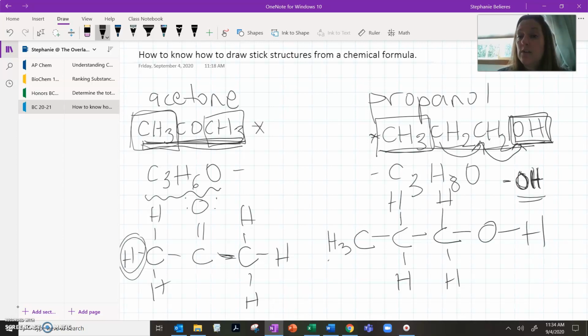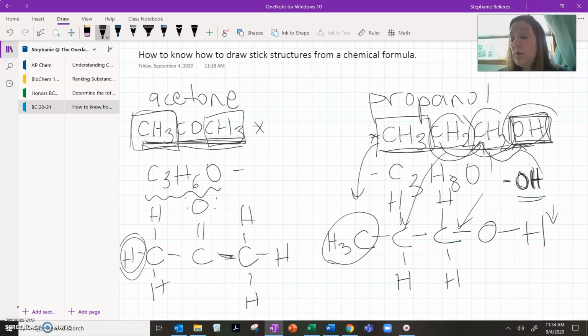All right. So here's my H3C right here. This is my first CH2. Here's my second CH2, and here's my OH. So this is just a way for you to think about the fact that the way the substance is written is an indicator of how the atoms are attached together. And so you need to understand how many possible bonds any element can form, and then use those rules to help you determine what's attached to what in the molecule.